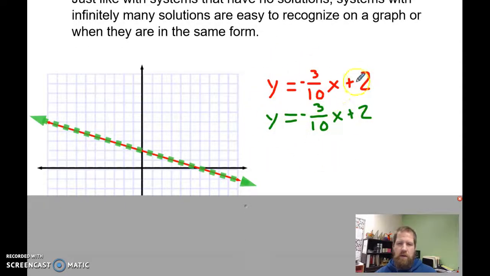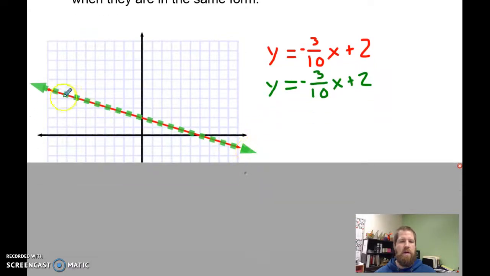Okay, they're the same equation. Of course they're going to be the same line. They're going to overlap. These ones I've made one of the lines larger and dotted.